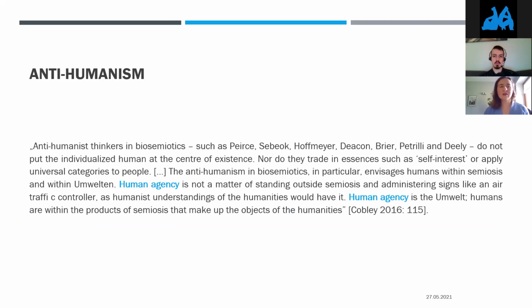And slowly going outside biosemiotics, I am going to move to anti-humanism and then post-anthropocentrism. Here we've got another quote from Paul Cobley on anti-humanism and the anti-humanistic perspective when it comes to biosemiotics. It is, of course, based on the notion of human agency, the assumption that humans are within the products of semiosis that make up the objects of the humanities.